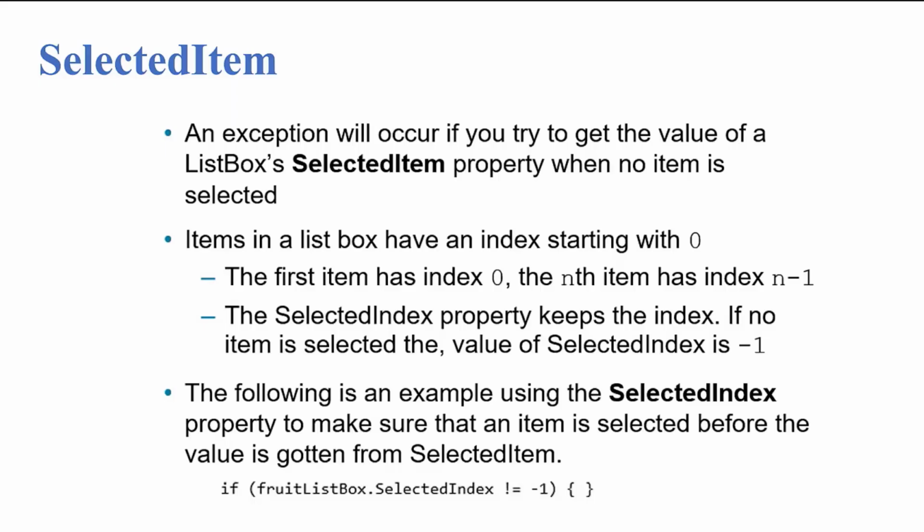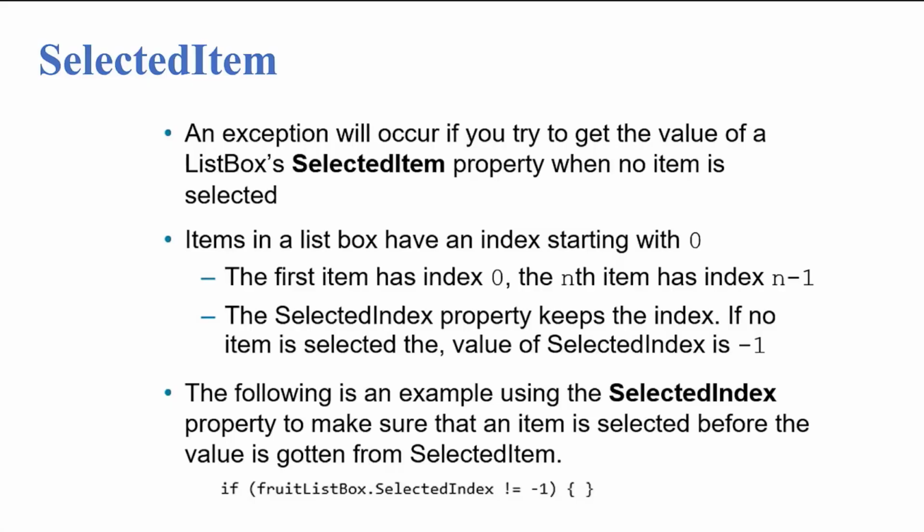Sounds all a little confusing at first. It's not really. You really need to see it and kind of get your hands around this to really look at it. With SelectedItem, for example, an exception will occur if you try to get the value of the list box's selected item when no item is selected. So you check for something, and you can check for that by basically looking at what the index is. We're going to look at that in a second here.